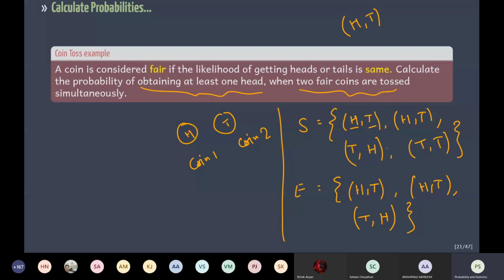Now this is a finite probability space, and any of these outcomes are equally likely. Hence the probability of the event is the cardinality of the set E divided by the cardinality of S. The cardinality of the set E is 3 and the cardinality of the set S is 4. So the probability of getting at least one head when two coins are tossed simultaneously is 3/4.